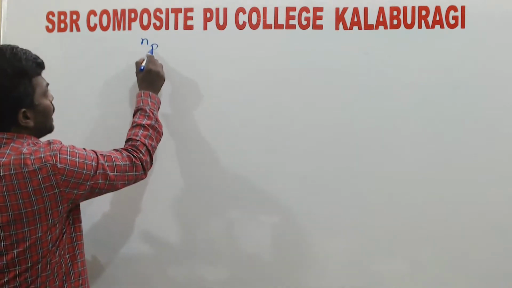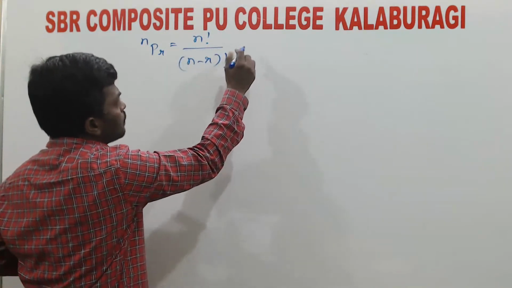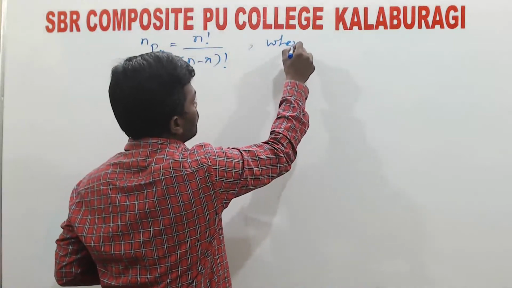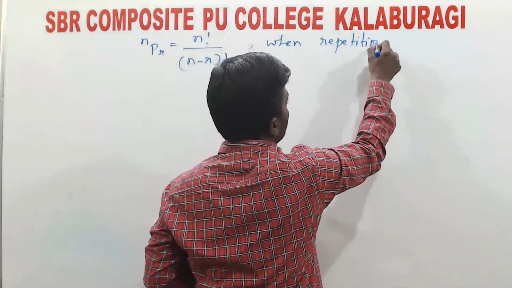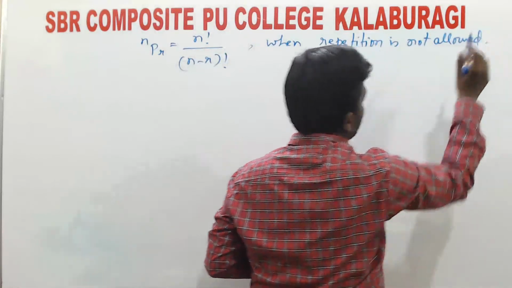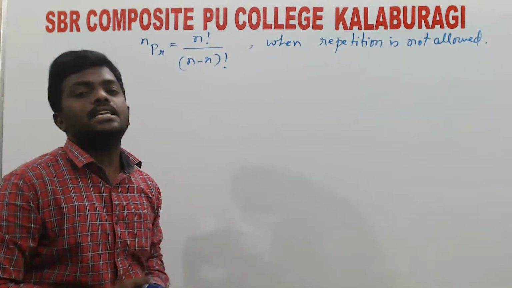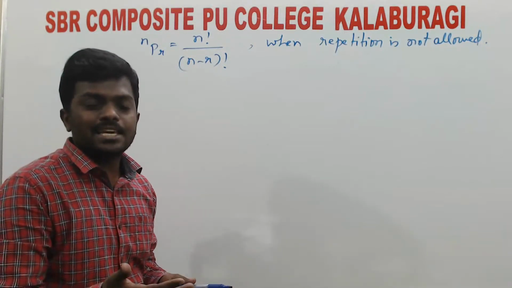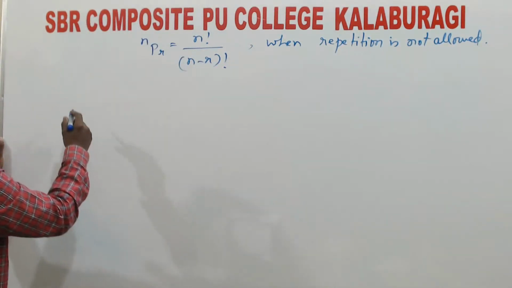So now we have solved a formula for nPr when repetition is not allowed. This is important. Okay, so now we shall see what happens when repetition is allowed. They're asking us to repeat the objects. Okay, so now write down.